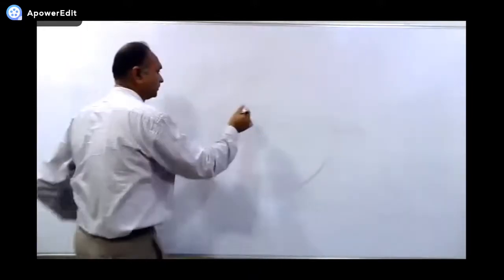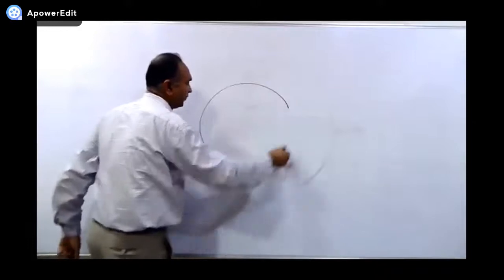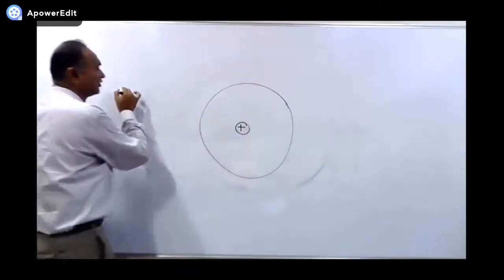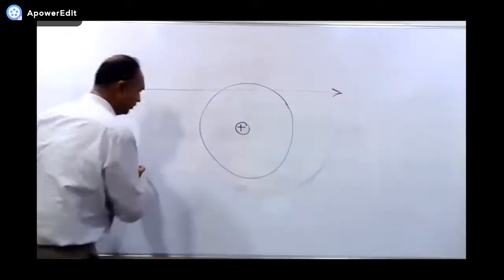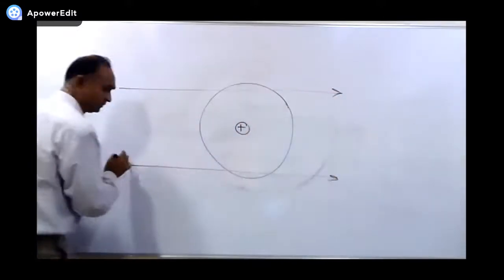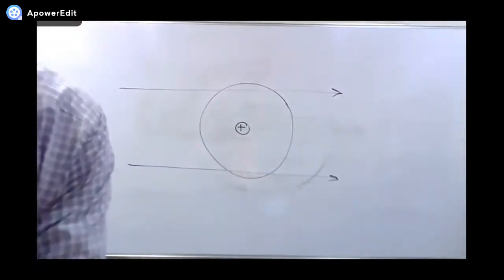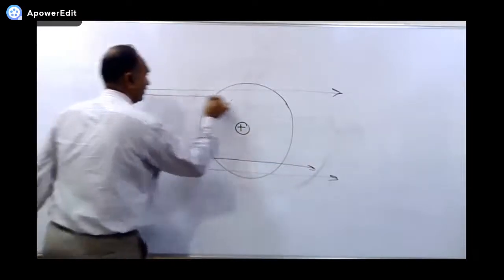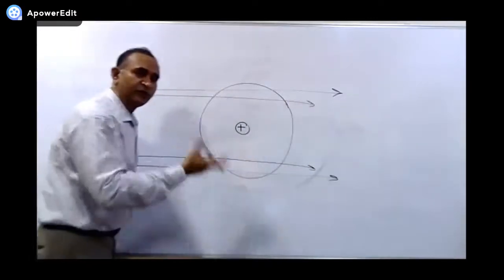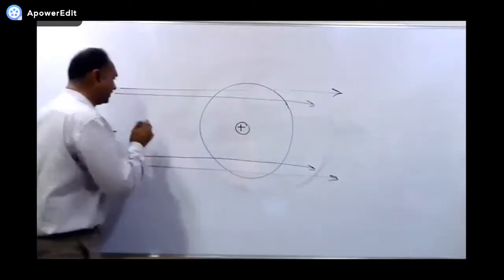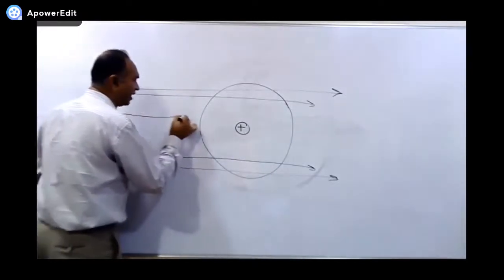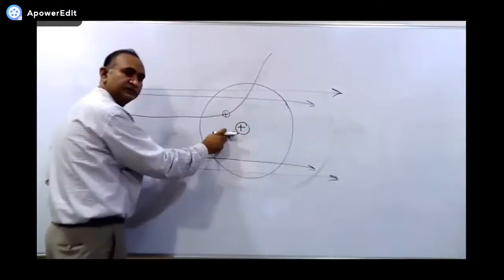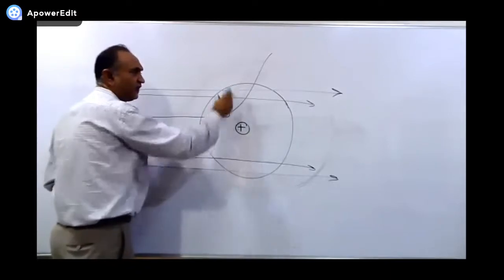Enlarging this, suppose this is an atom. So most of the space is empty, so most of the alpha particles pass through. It means most of the space occupied by an atom is empty. Second, alphas are coming and they are bending. Why? Because in their path, there are positive ions. That is why they deflect them.